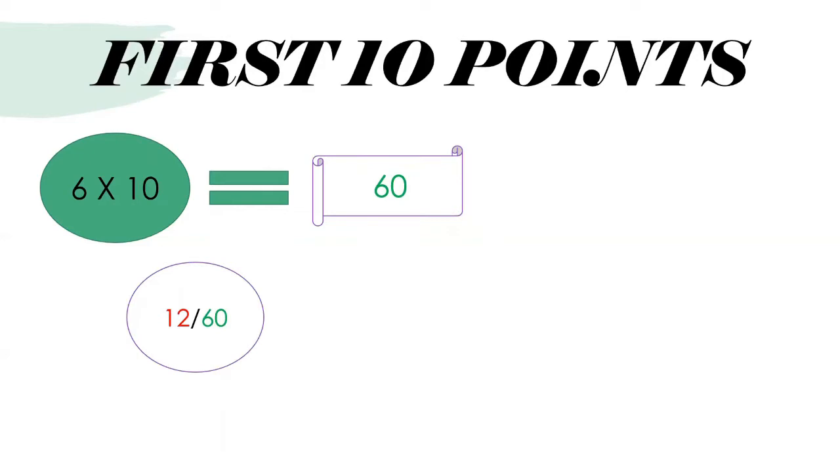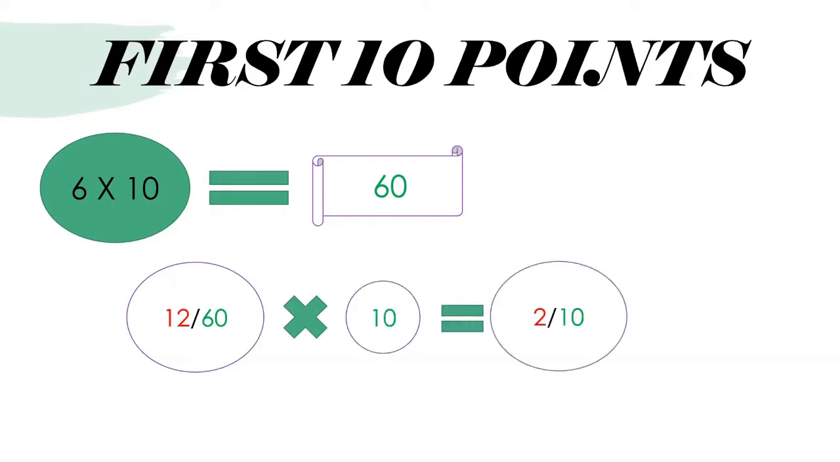Ploy gets 12 out of 60 for everything that we've done. Ploy gets 12 out of 60. What I'll do is I will say 12 divided by 60 times 10. And then that means in the end, Ploy has 2 out of 10. So I will record your first 10 points of the term as 2 out of 10.